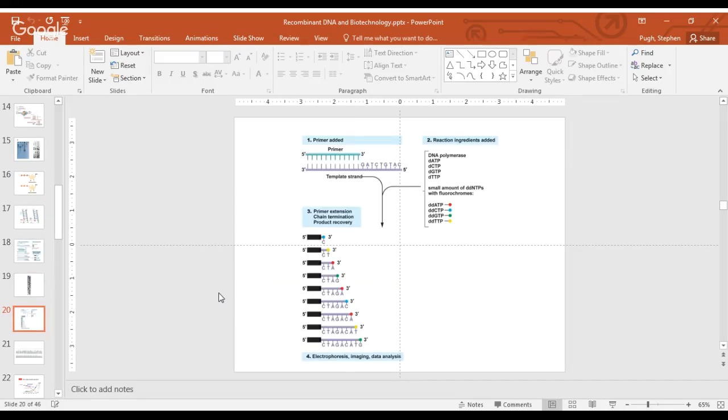So here's just another slide that kind of shows how you go through that process. And to make this work easier, you simply attach a colored marker to each of the different dideoxynucleotides. So you've got red for A and blue for C and green for G and yellow for T, and put them all in the mix. And then you look at the different size pieces of DNA, and each one is going to end with a particular color. And so what color you see will determine which base is in that particular position.